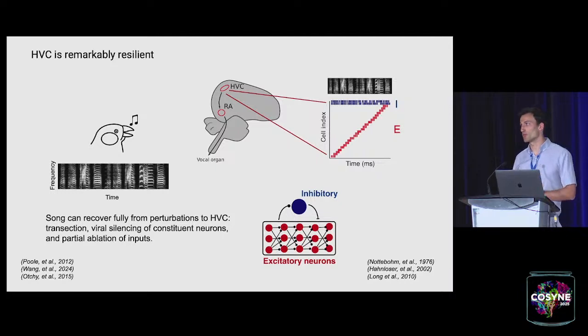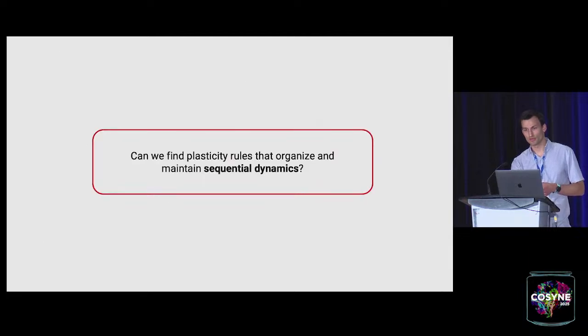HVC is known to be remarkably resilient. It's known that song can recover following perturbations to HVC, such as transection, viral silencing of constituent neurons, and partial ablation of inputs, which is quite remarkable. So the slightly narrower question I'm going to focus on today is, can we find plasticity rules that self-organize these dynamics and are robust to perturbation?